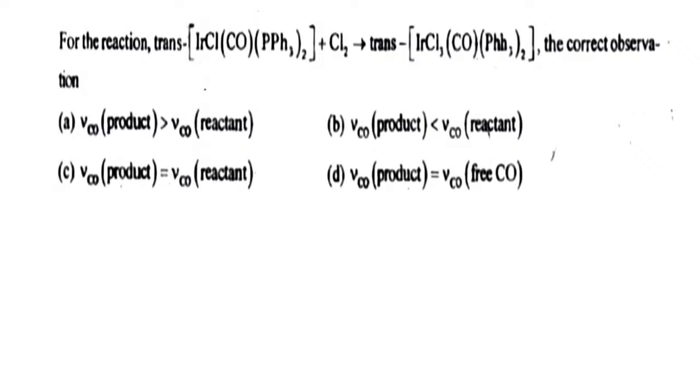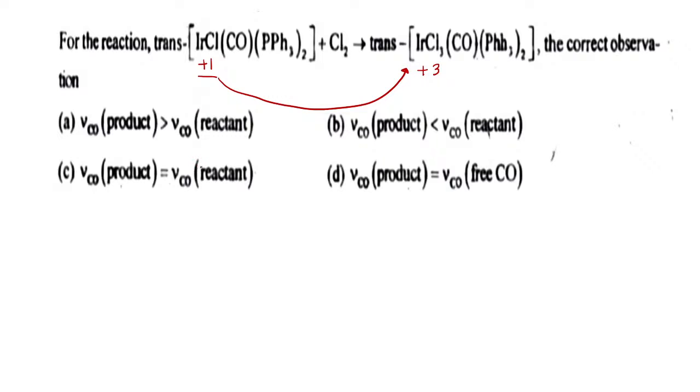Right, okay. So in this question, you can see that pi donor ligands are increasing. So if pi donor ligands are increasing, there is more back bonding in the product than in the reactant. According to this concept, the stretching frequency should decrease in the product. But you have missed one point, and that point is oxidation state. Just see, the oxidation state is +1 in this complex, and the oxidation state is +3 in the product. So you can see that the oxidation state is changing, right?